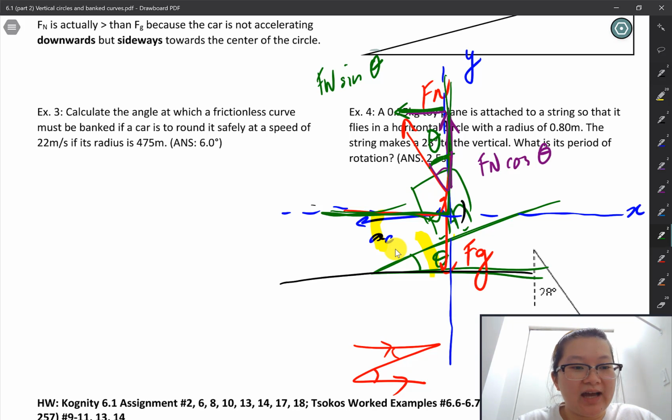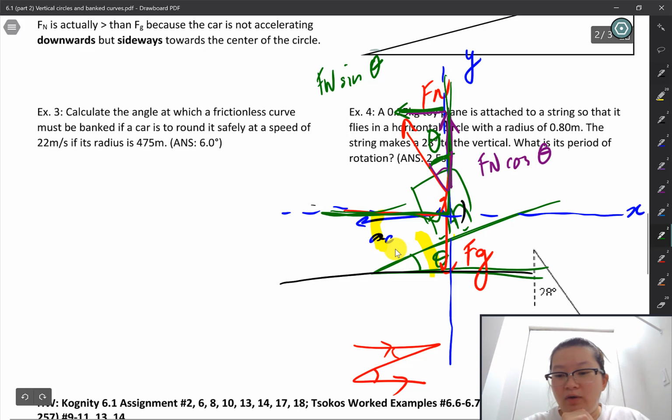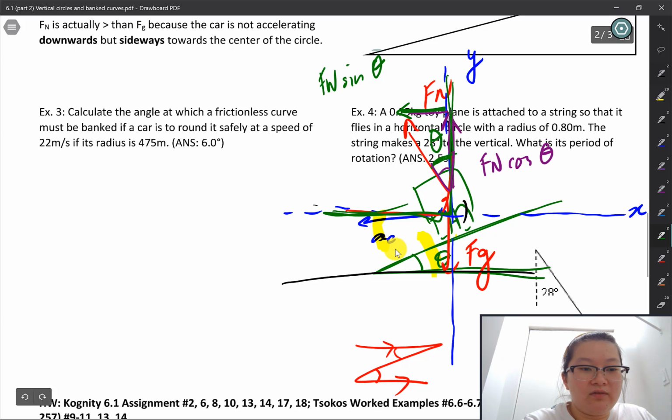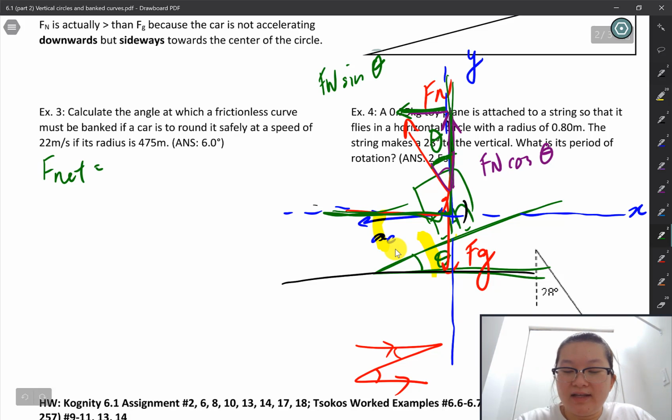Now we're going to look at example 3, which asks what the angle should be for the car to be able to make it around the circle. To do that, we have to write the F net equation pointing towards the center of the circle. Let's take a look at all of our vectors. FG is perpendicular to the center of the circle, so FG does nothing here. But one component of Fn is pointing towards the center of the circle, which is Fnx, that's Fn sine theta, the horizontal component of Fn.